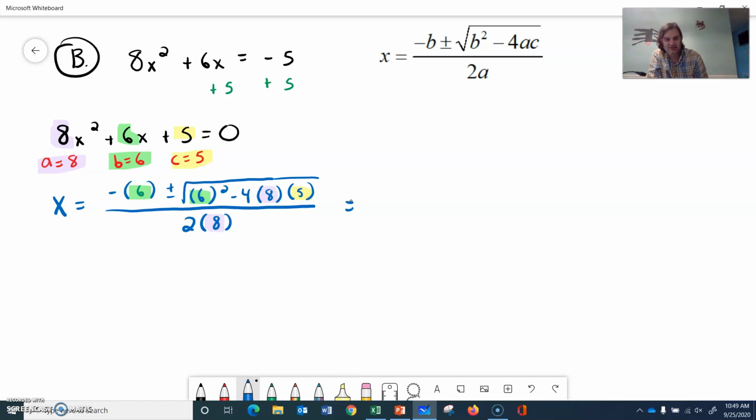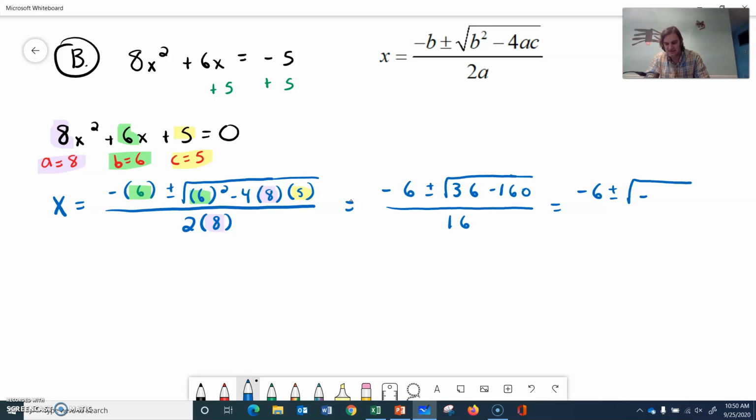So let's see if there's any cleanup here. Negative 6 plus or minus the square root of 36 minus 4 times 8 times 5. I'm mashing buttons. I get 160, all under the root, and that is over 16. So let's clean up that root. It's negative 6 plus or minus the square root. I know that's going to be negative, but let's see. 36 minus 160 is negative 124, all over 16.